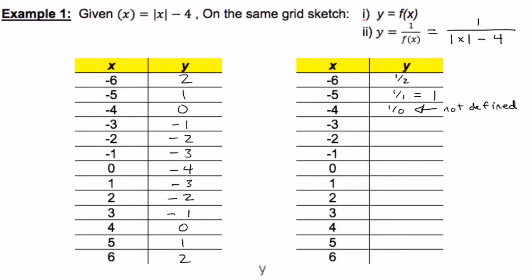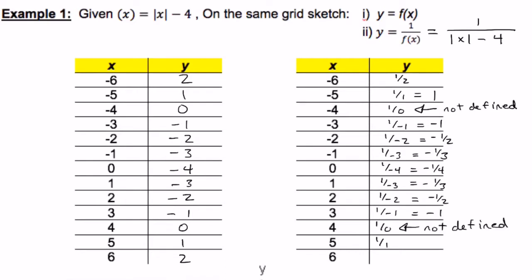Absolute value of negative 3 is 3, minus 4 is negative 1. 1 divided by negative 1 is negative 1. Absolute value of negative 2 is 2, minus 4 is negative 2. 1 over negative 2 is negative a half, and etc., etc. And once we have this chart done, we'll talk about it some more. So just keep getting this filled out.